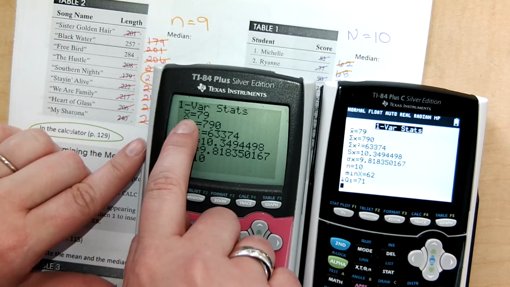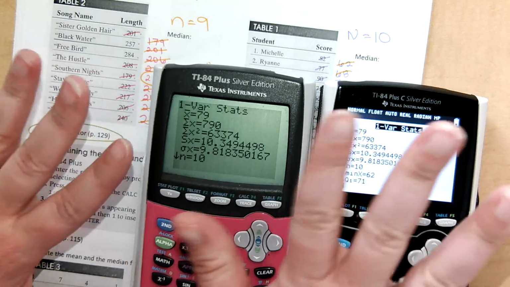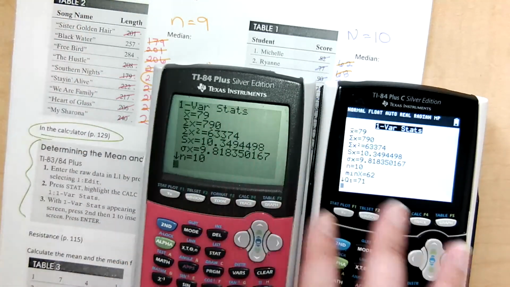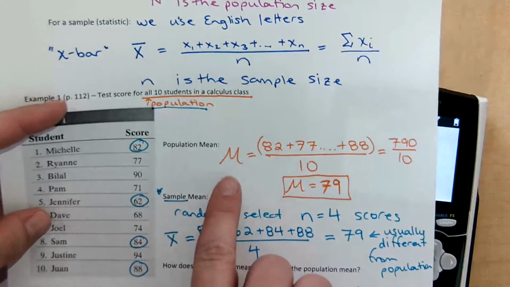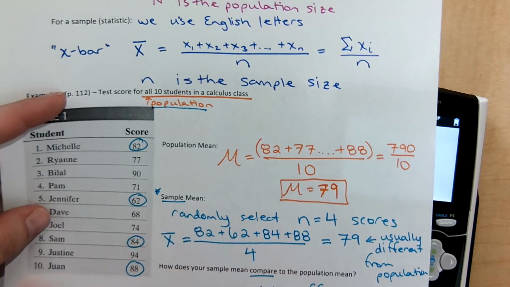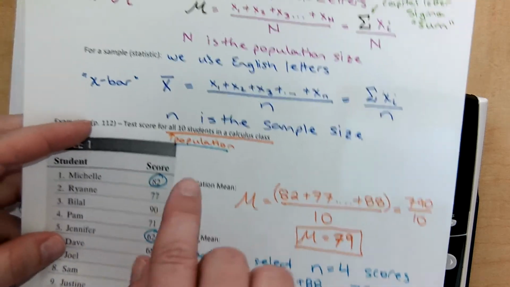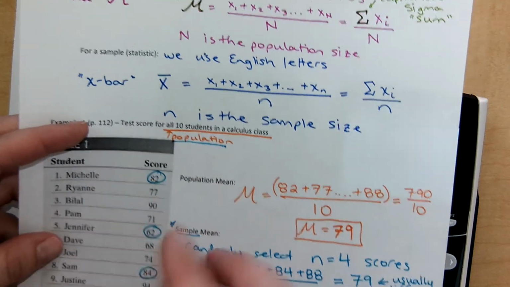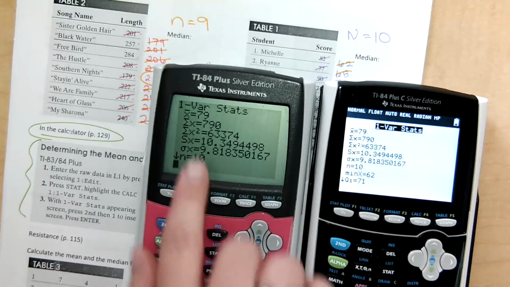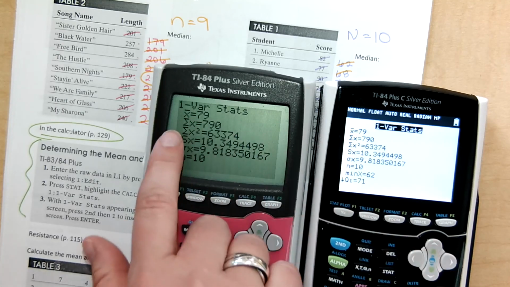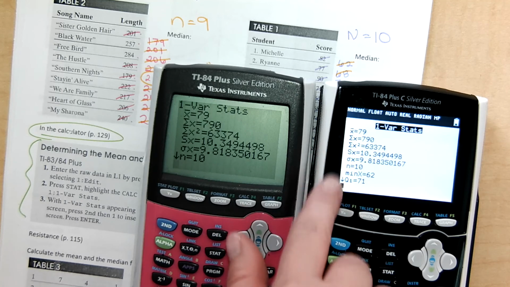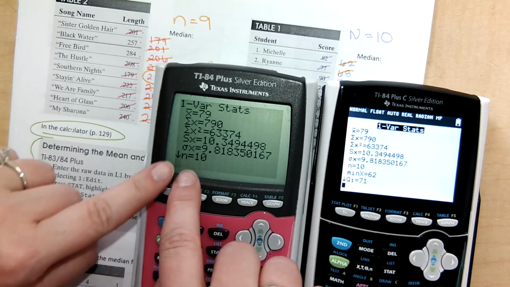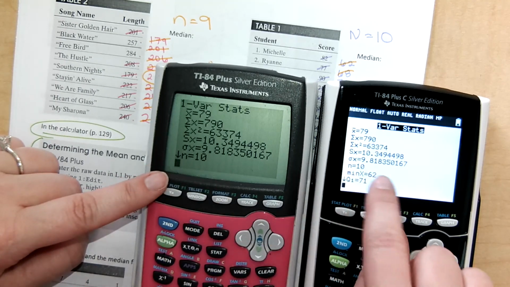Alright, so it gives us the 1-Var Stats. It tells us that x-bar is 79. It always assumes that everything we're doing is a sample. So even though we know those 10 students were the population, the calculator assumes sample. So unless you're told it's a population, we're going to assume it's a sample. So there's your x-bar. The next values we're not going to worry about right now. I'll show you what all those are later. You'll see little n is 10, that's your sample size.